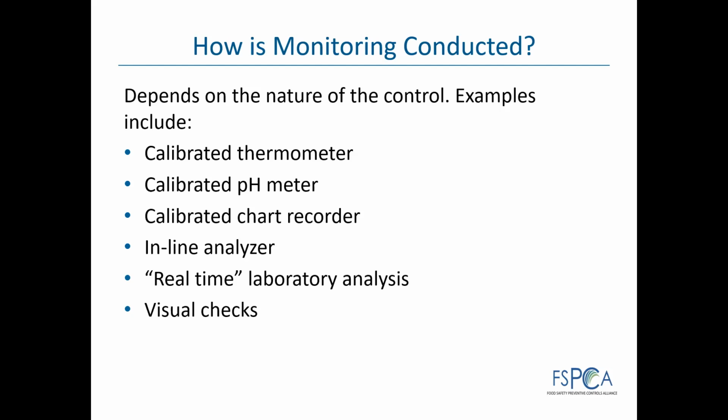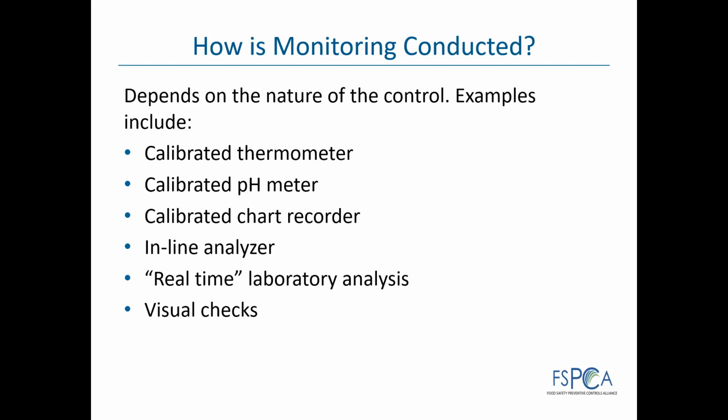Calibrate the pH meter: we prepare buffers at pH 4, 6, 9, or 10 to make sure it works. Calibrate the chart recorder: make sure it is recording every 1 second, every 5 seconds, or 10 seconds, depending on what you need. Lots of the time we can use an inline analyzer, let's say oxidation reduction potential or ORP value. A fresh produce company can do online monitoring to see the level. Lots of the time we say real-time laboratory analysis, but I have to emphasize it is not really real-time. It takes a couple of seconds, a couple of minutes, 20 minutes.